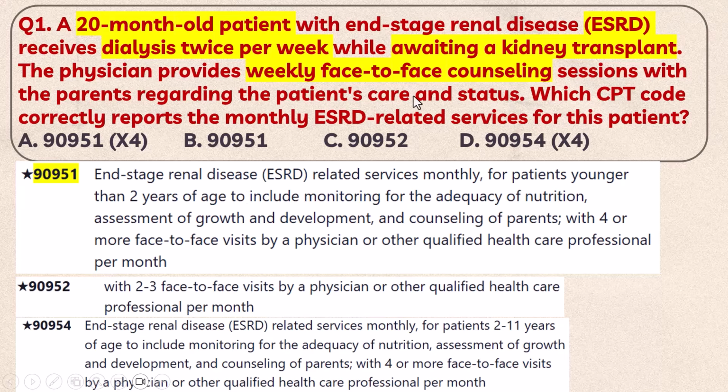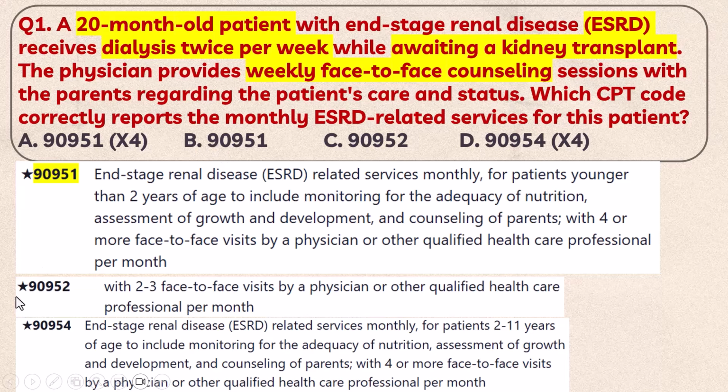In our case, this is 20 months, which means less than 2 years. So once you look at the description here, it says weekly face-to-face counseling. Weekly face-to-face counseling means 4 per month. So that is exactly mentioned here. So the correct code will be 90,951. There's no need to multiply it by 4 because the counseling is weekly face-to-face. So for monthly, it's 4 times, and 4 times is included here. So this code is correct. That is B is the correct answer.